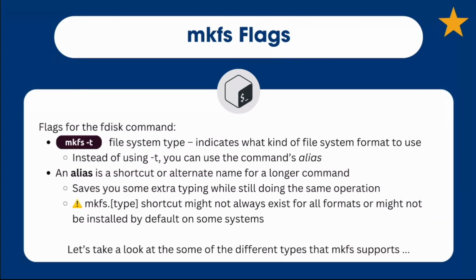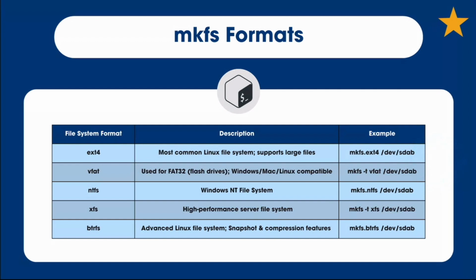Just keep in mind that the alias or the shortcut format doesn't always work for every single partition format, every single formatting type. So definitely the dash T flag, you could use that one because it's a little bit more flexible. So different formats, we have ext4, again, that's for Linux file system, example command there at the end using the shortcut format. We have vfat, which is for flash drives, USB drives, SD cards. We have the dash T flag format there. And then we have some of the other ones for Windows.